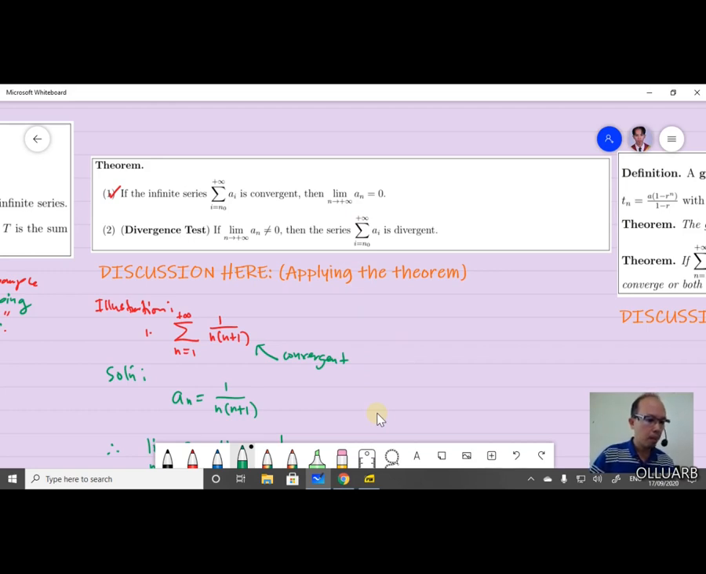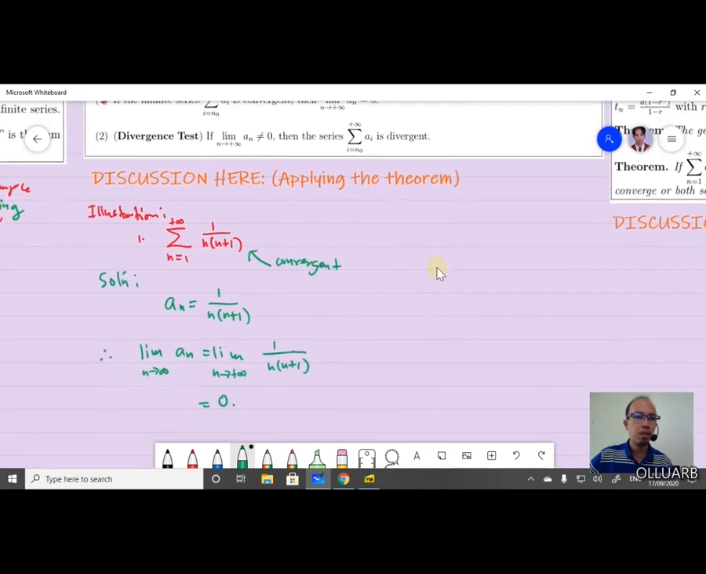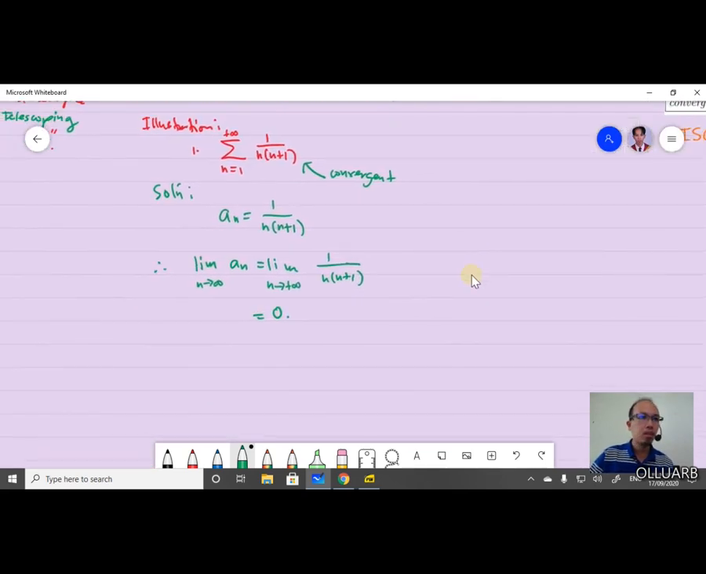Okay, but how about this example number 2, summation of 1 over n, where n starts from 1 to positive infinity.